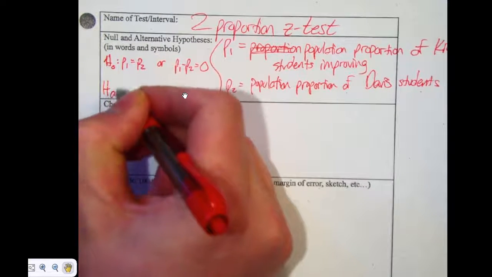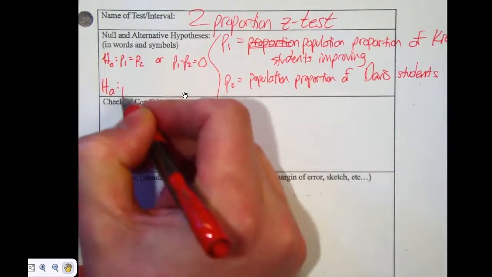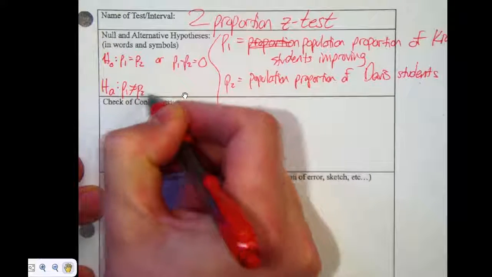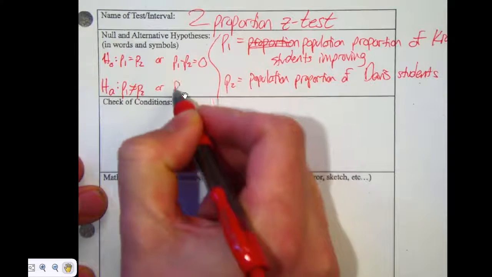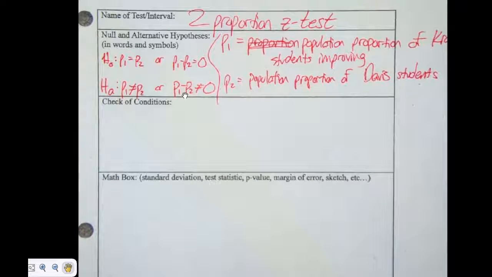HA, I think I said different, right, in the problem? Yes. So it would be P1 is not equal to P2, or P1 minus P2 is not equal to 0. You don't have to write both, you just pick whichever one you prefer.